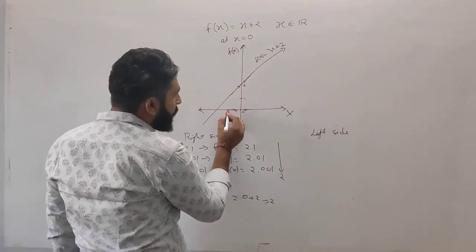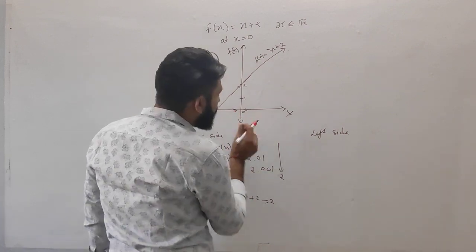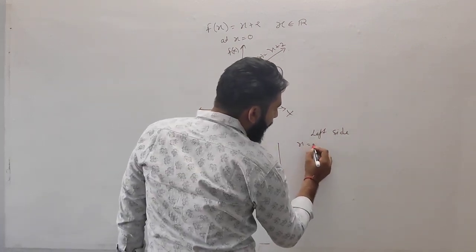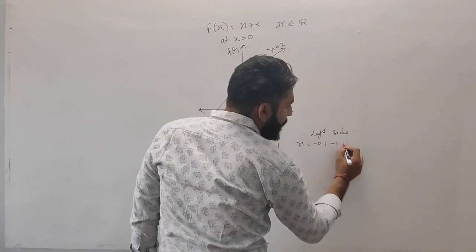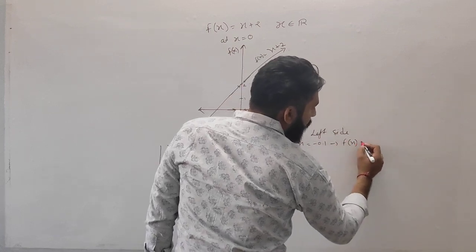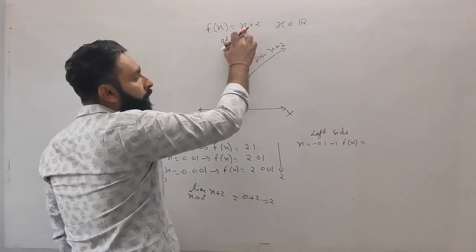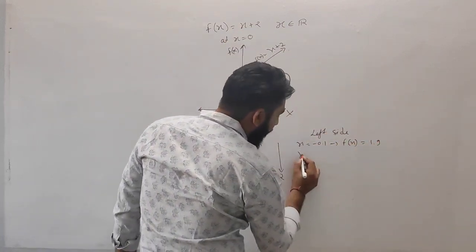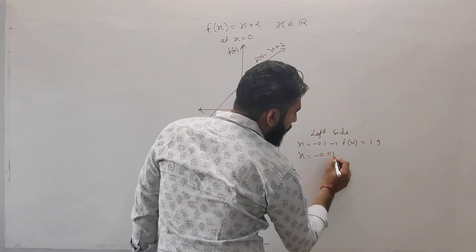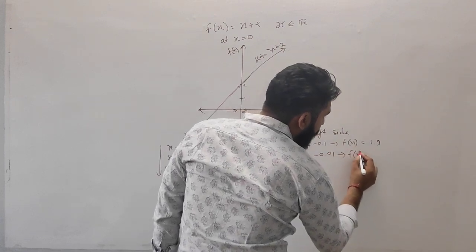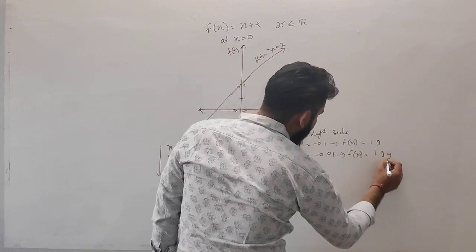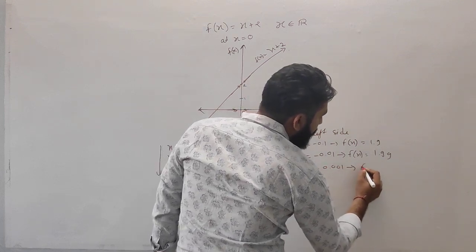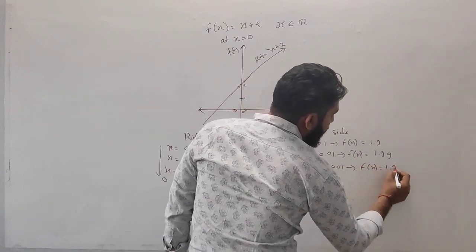On the left side we approach 0 from the left, so the closest value to 0 from the left side is negative. So we take x as 0 minus 0.1, then f of x is equal to 1.9 when we put this value in the function. If x is equal to minus 0.01, then f of x is equal to 1.99, and for 0.001, f of x is equal to 1.99.